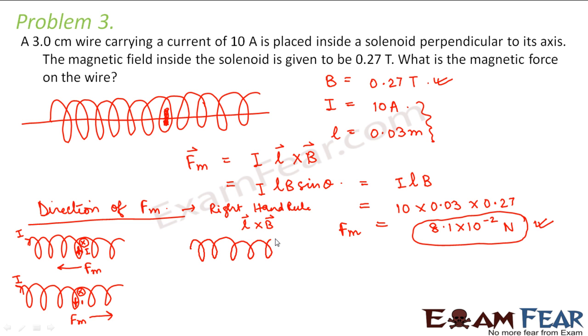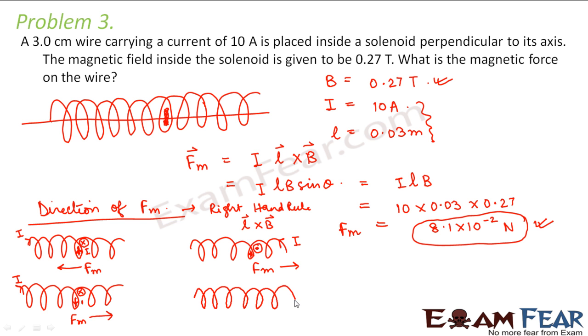Again, consider the other scenario where the current through this solenoid is flowing in this direction. So your magnetic field will be in the upward direction. And let us suppose this is your current carrying conductor where current is flowing in the upward direction. So if current is upward and magnetic field is also upward, in that case your magnetic force will act along this direction.